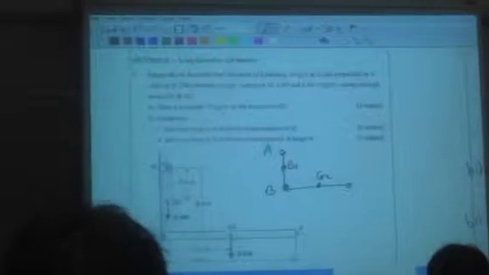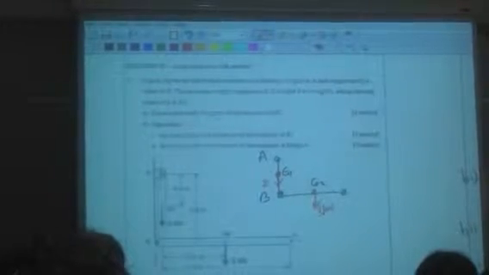Remember, what are the three types of forces? External. Look at the problem. Any external forces? Yes. Where? Here and here. Correct? 3 and 2. Okay, that's settled.